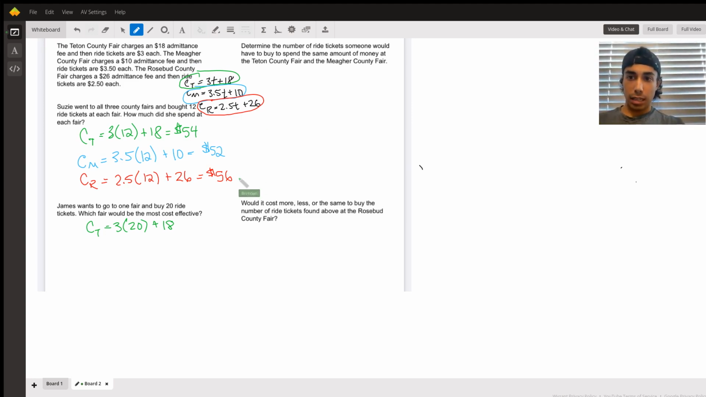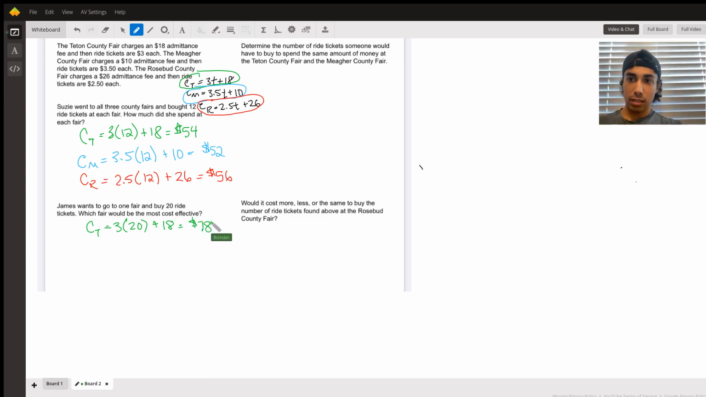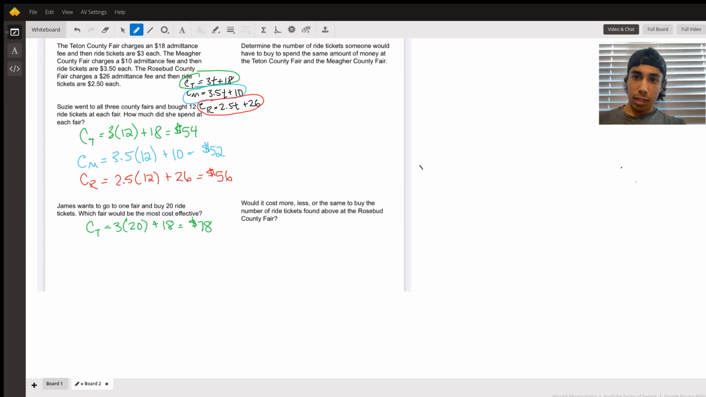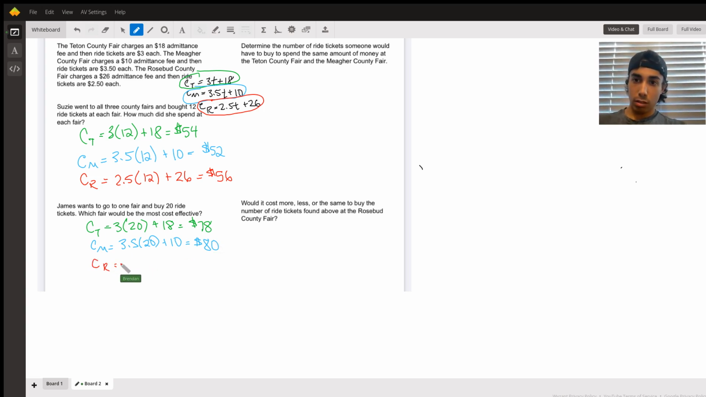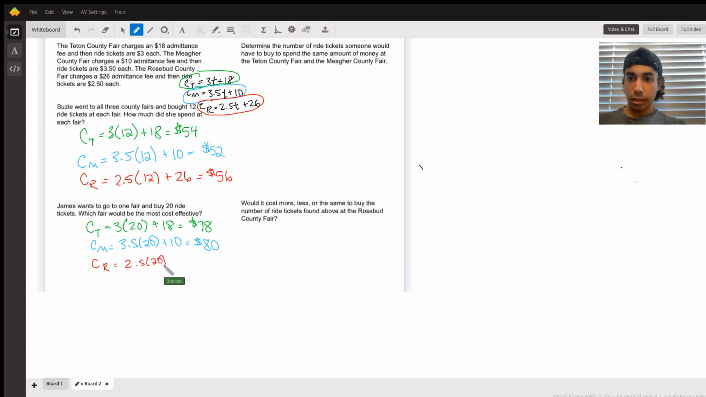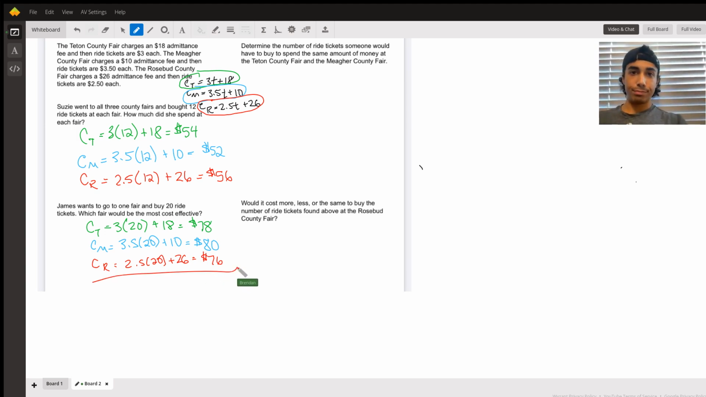3 times 20 plus 18. That's going to be $78 at Teton. At Meager, that's going to be 3.5 times 20 plus 10. I keep writing them down wrong. That is going to be 80. And then the cost of Rosebud is going to be 2.5 times 20 plus that initial cost of 26, which is going to be $76. So he should go to the Rosebud Fair because that's the cheapest one.